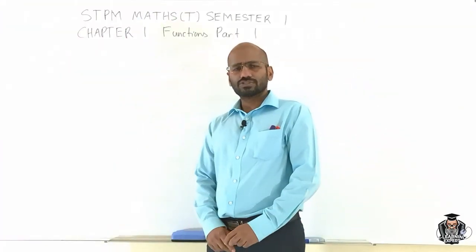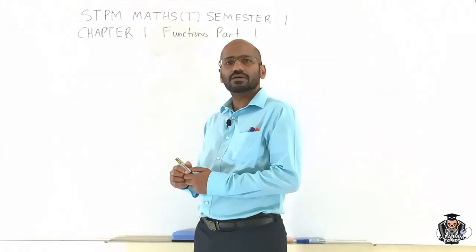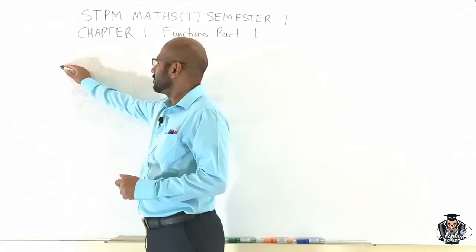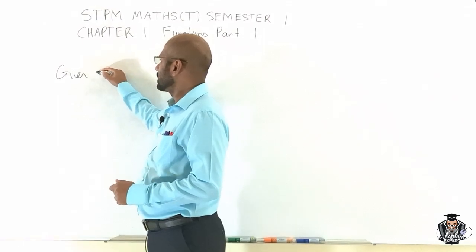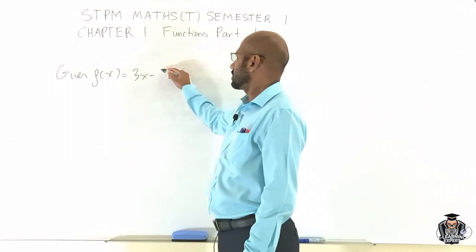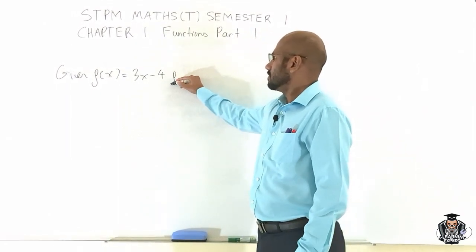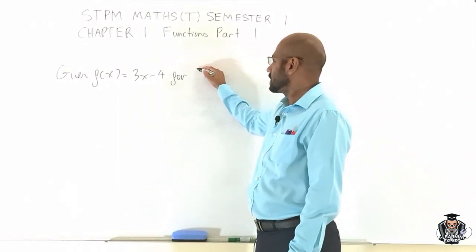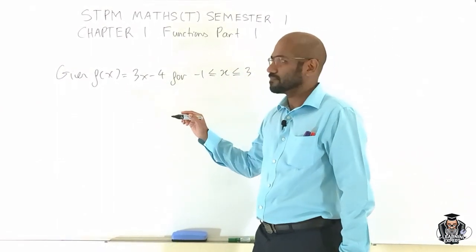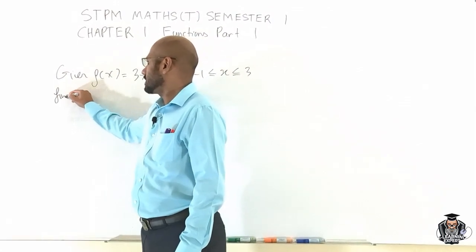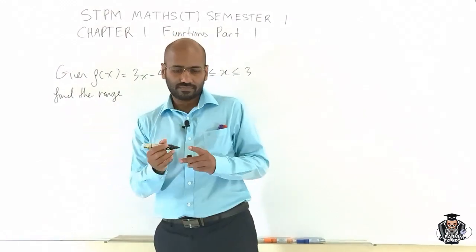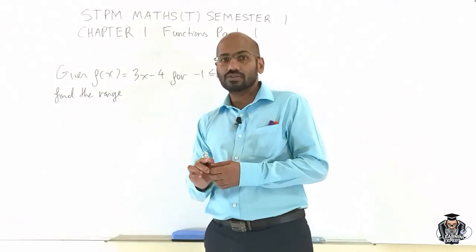I'm going to put up a question on the board now. It's very similar to the first example that I've just shown you guys. Let's say we have a function 3x minus 4, and for the given domain over here, which is -1 ≤ x ≤ 3. And the question goes like this: find the range. Now, one of you guys are going to do this.